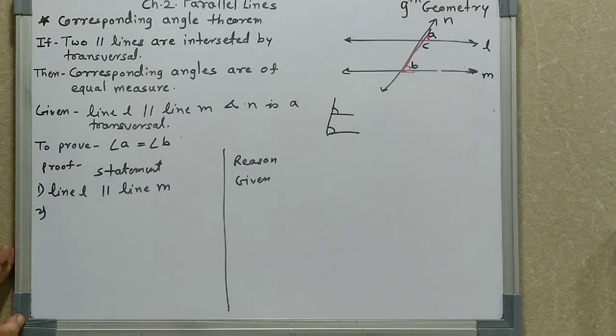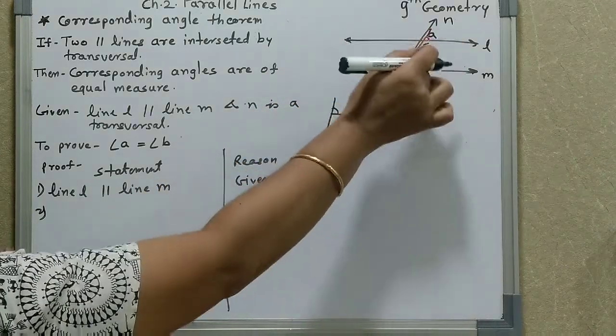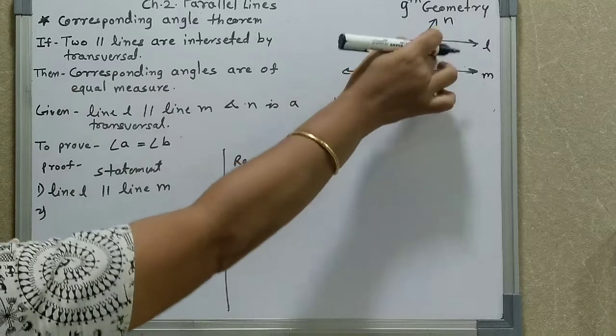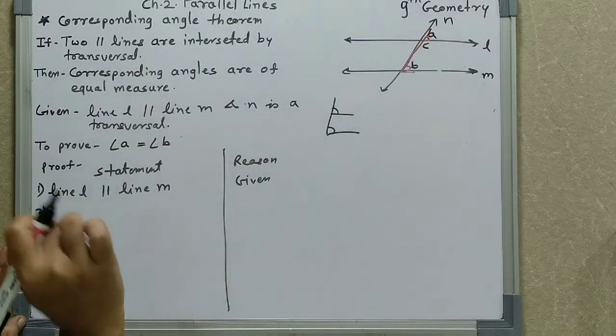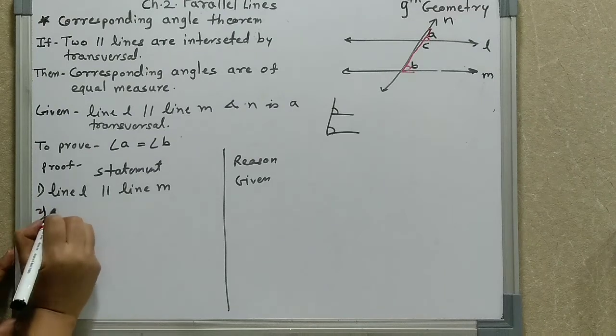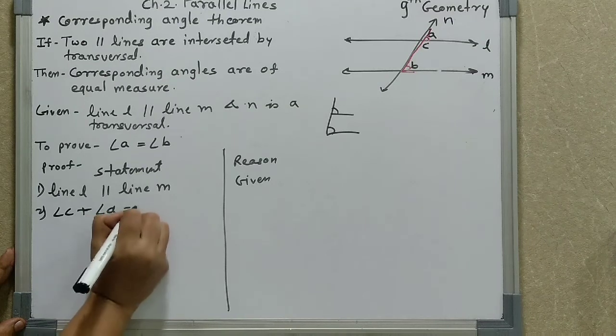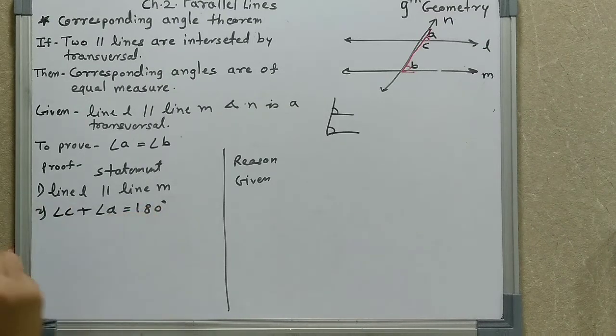So what is our second statement? That is the interior angle theorem. See which are the interior angles? This C shape, C and B. These are the interior angles and these angles are supplementary. So the addition of these two angles becomes 180. So right here angle C plus angle B is equal to 180 degrees.